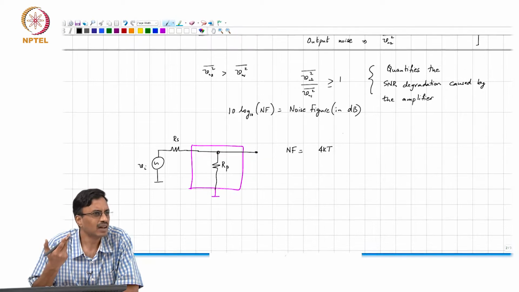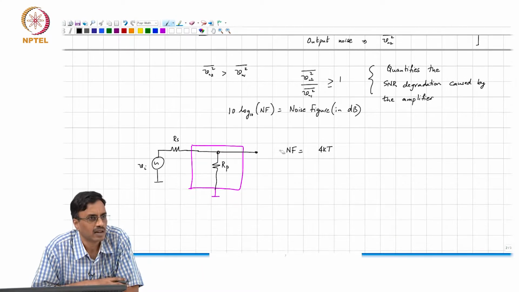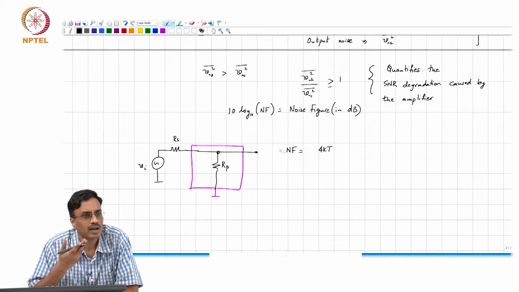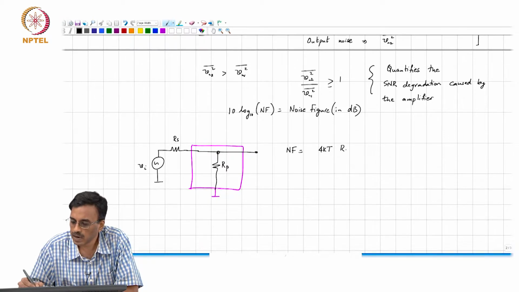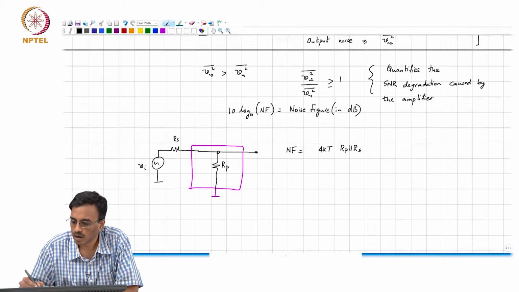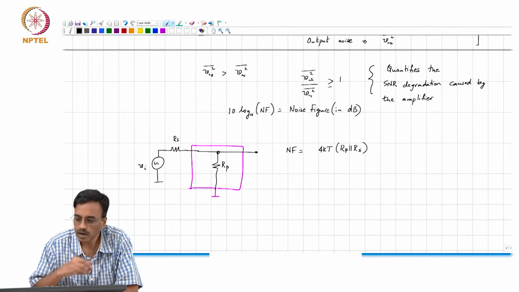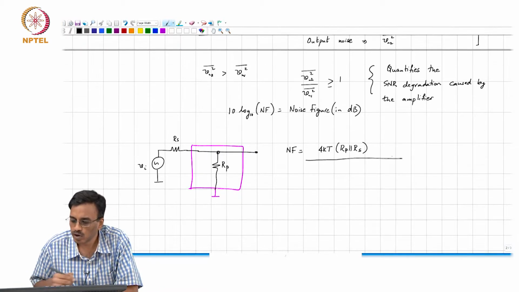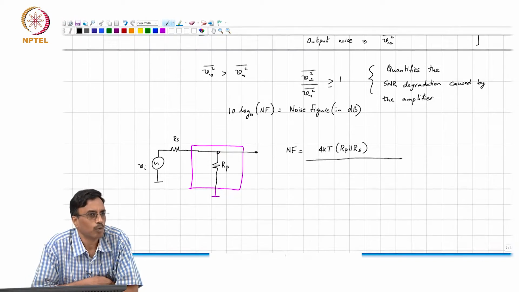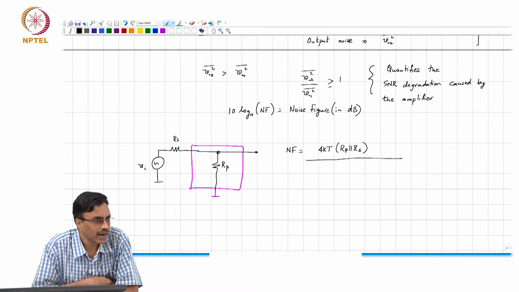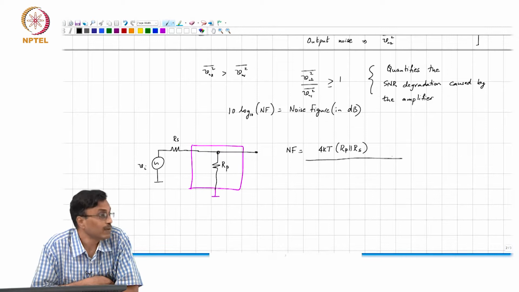It is simply, what is the output noise voltage spectral density? 4 kT Rp parallel Rs. Any confusion about this? Okay. Now, you have to divide this by the output noise spectral density that would have resulted provided Rp was noiseless.